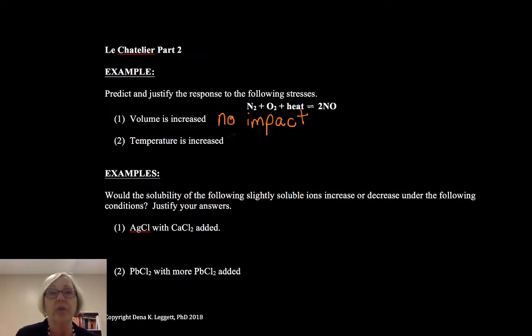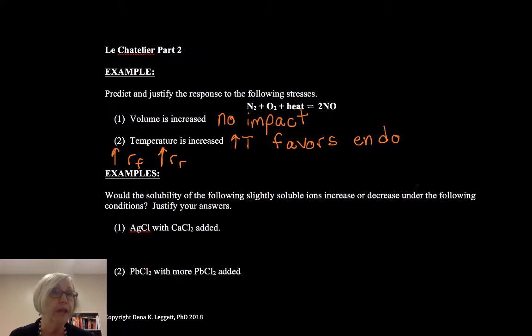Now, the second one is temperature. If we increase temperature, an increase in temperature always favors the endothermic direction. It increases all rates, forward and reverse. So both rates are increased, but the thermodynamic favoring of endothermic is what is going to cause the shift. And we're going to reestablish equilibrium. We want to favor the endothermic direction. In this example, it's endothermic in the forward direction.